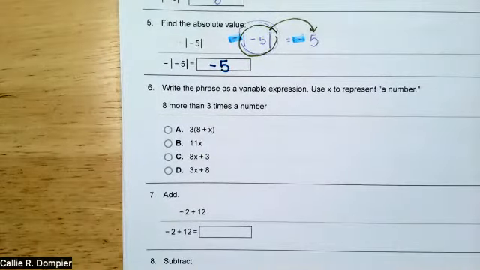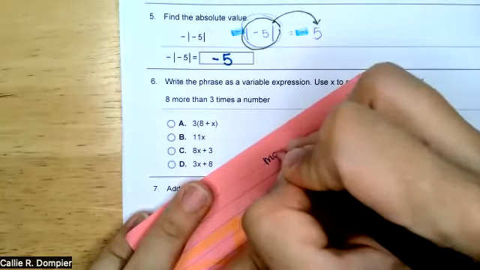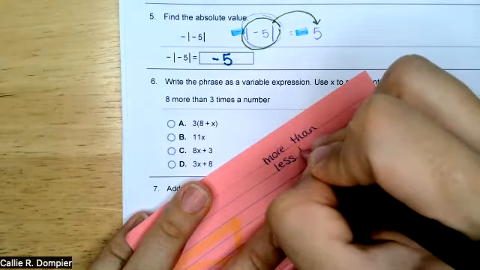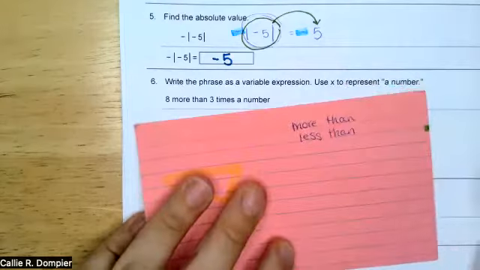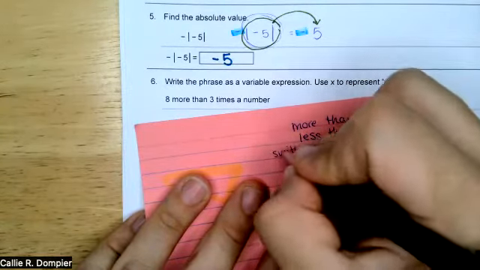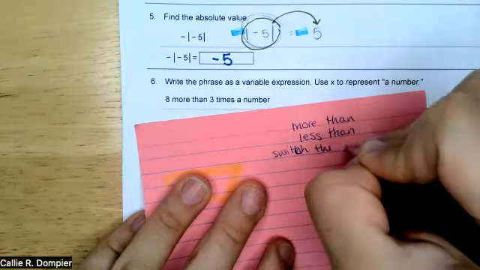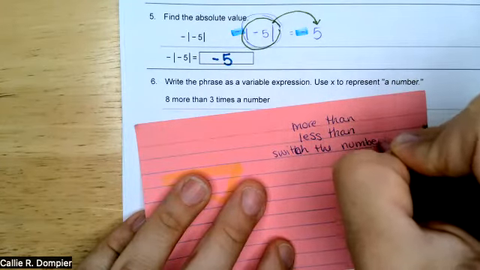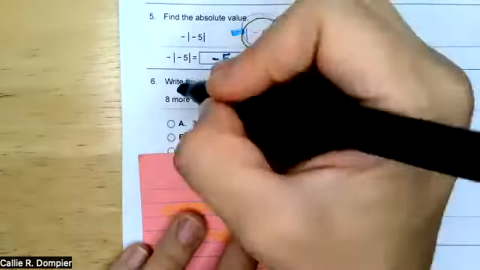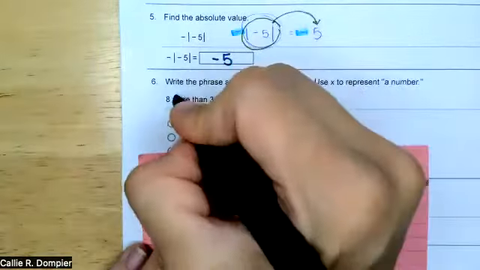Here's something I would definitely put on a note card because it's so confusing and annoying. More than or less than, switch the numbers. Ah, I can't even spell. Switch the numbers. Okay. More than or less than, switch the numbers. So I found more than. That means I switched the 8 and the 3.